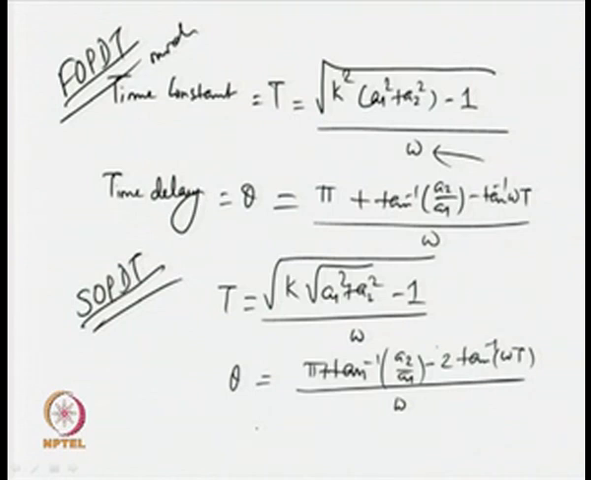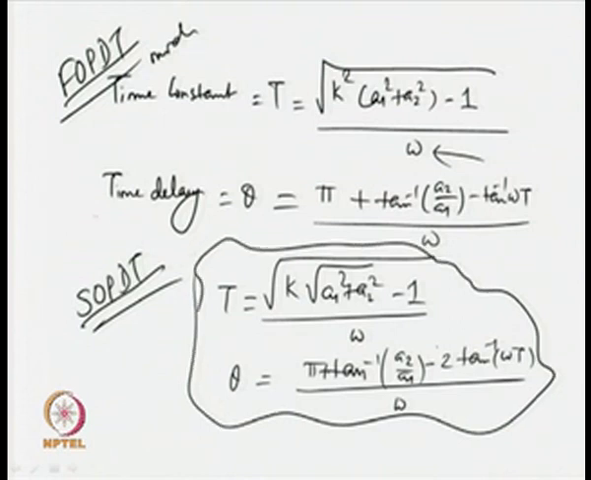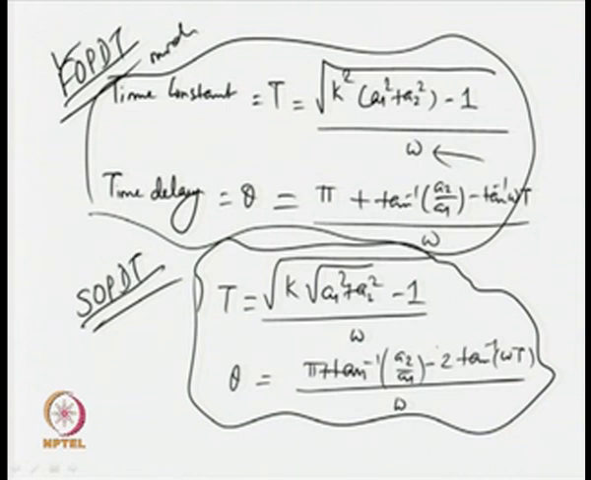So, this is how we have obtained explicit analytical expressions for the parameters of the first order plus dead time transfer function model and the second order plus dead time model based on the online identification scheme, based on the online identification technique.